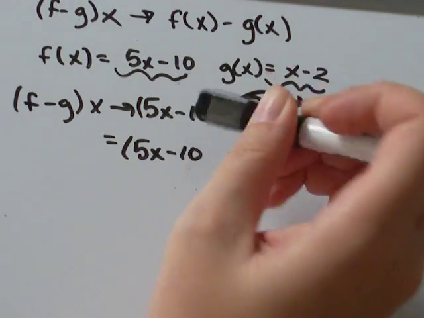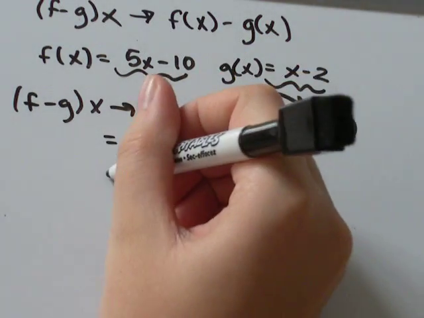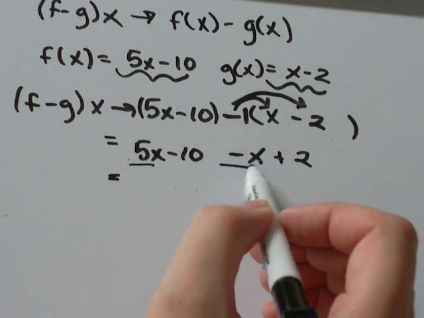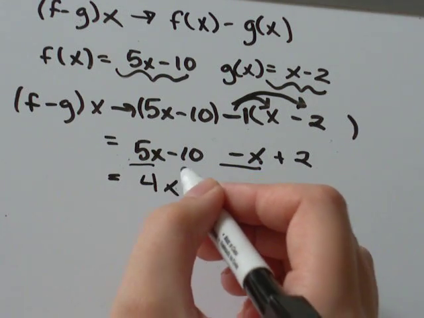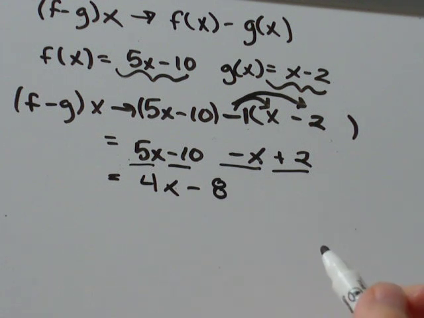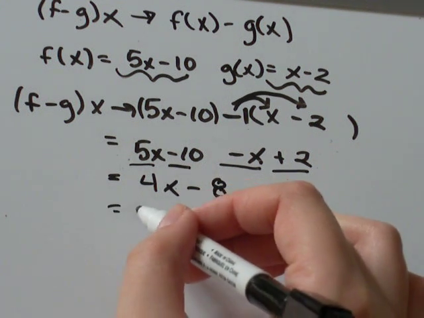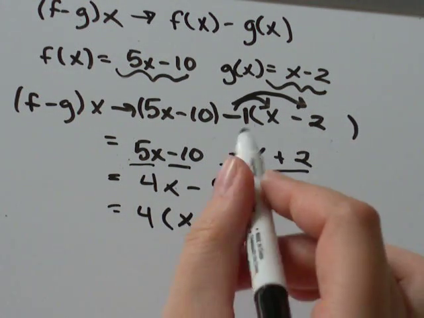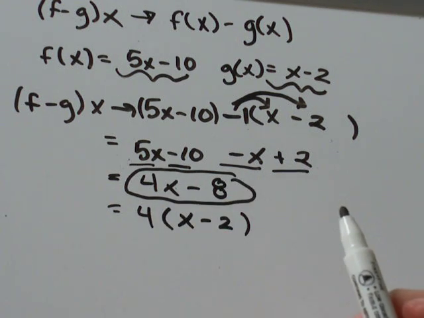So I can drop my brackets now because I've dealt with my negative sign, and let's simplify this as much as we can. So I've got 5x minus x, that's just going to be 4x. Negative 10 plus 2 would just be negative 8. And I think that's as far as I'm going to simplify it. Well, I mean, you could divide both of them by 4 and go x minus 2, but in my opinion, this is not simpler. So I would call that our final answer.